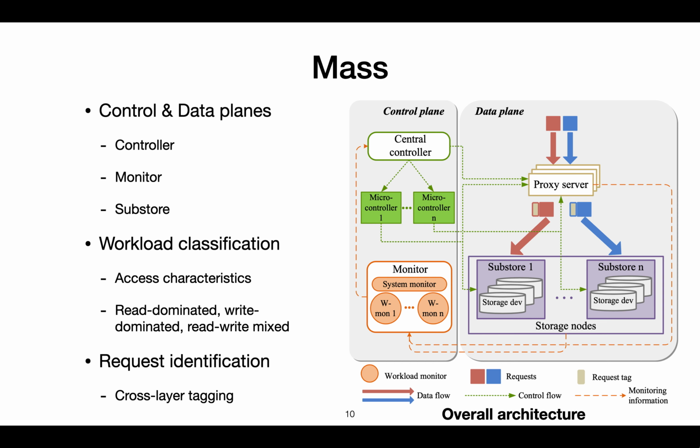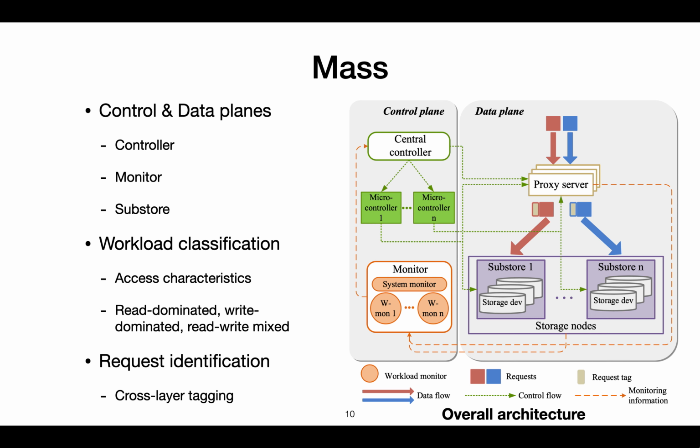Here is the overall system architecture of our work, MAS. The architecture is divided into the control plane and the data plane. Among them, there are three main abstract components: controller, monitor, and substore. The controller part includes a central controller and a group of microcontrollers. The central controller is responsible for coordinating the formulation of policies. For each policy, a microcontroller is responsible for policy deployment.